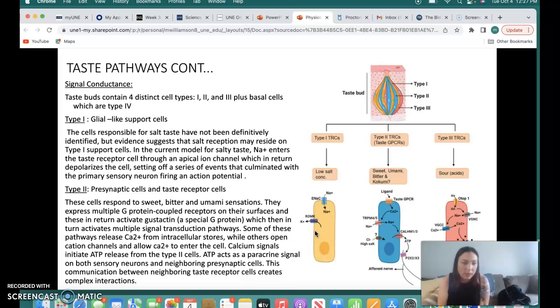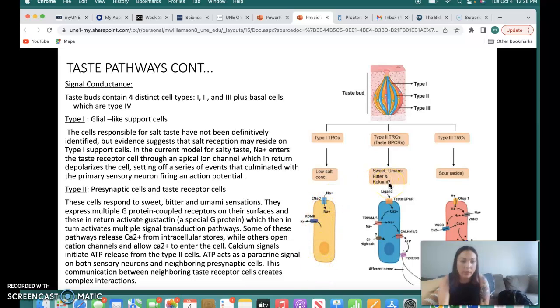In the current model for salty taste, sodium enters the taste receptor cell through an apical ion channel, which is right here, that sodium channel, which in turn depolarizes the cell, setting off a series of events that culminate with the primary sensory neuron firing an action potential.